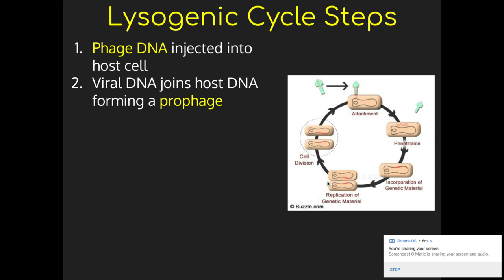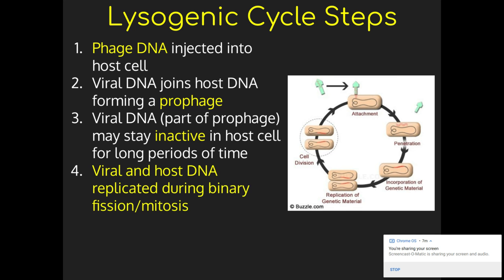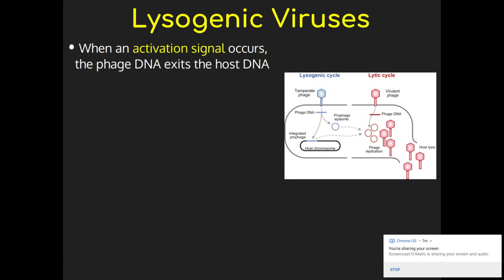And as the host cell replicates, the virus is actually copying and getting more and more copies of itself. Okay, so a prophage is just when the host DNA and the viral DNA come together. Okay, and every time the host cell replicates, the virus is getting replicated until there's some kind of activation signal. Okay, so the activation signal is when the host is no longer a good host.